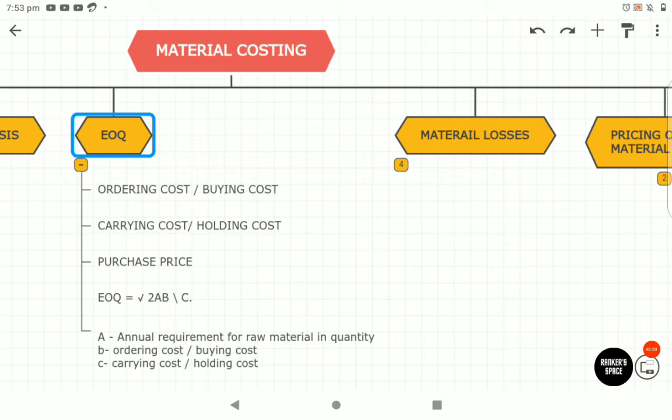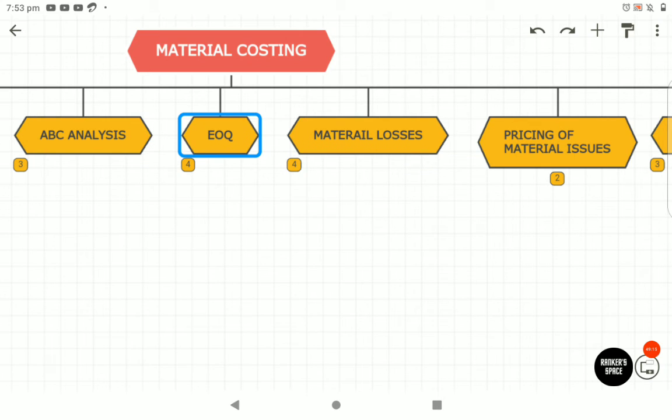So what is A, guys? Annual requirement for raw material in quantity. B stands for buying cost or your ordering cost, right? Then C stands for carrying cost or holding cost. Tell me, guys, buying cost, is it per order or per unit per annum? Very good, per order. Buying cost per order. C stands for carrying cost per unit per annum. That is how it is designed. Then after that, what happens, guys? You remember all those fridge examples I gave you, apples. EOQ is all about that.